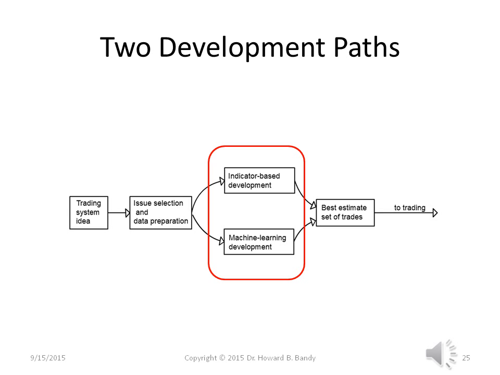There are two equivalent development paths. We see the part in the red oval as the two choices being indicator-based or machine learning-based. And you'll see it starts the same, trading system idea, issue selection and data preparation, and it ends the same with a set of trades that are the best estimate of future performance. And within the red oval, we take either the indicator-based development or the machine learning development path.